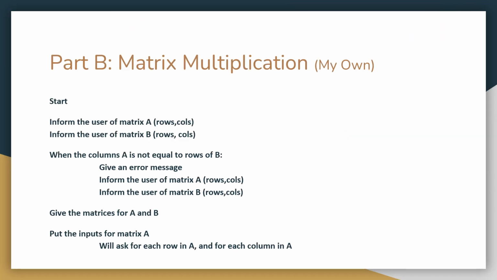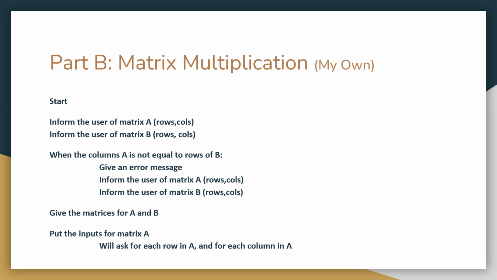Starting us off with matrix multiplication, which is the pseudocode I have written. We start off with start, and then we inform the user of matrix A, rows and columns, and inform the user of matrix B, rows and columns. This is telling the user to put in their conditions. So 3 rows, 3 columns, and do the same for matrix B, maybe 3 rows, 3 columns.